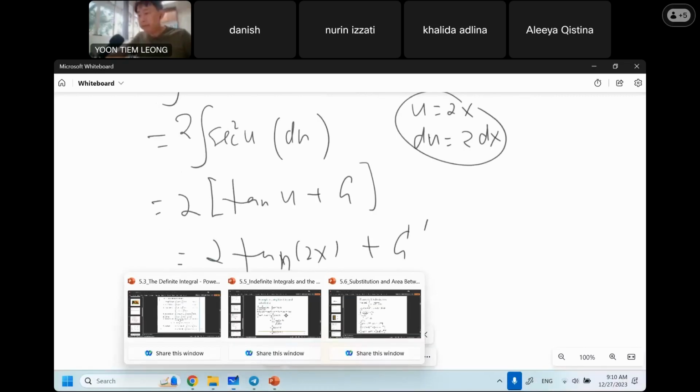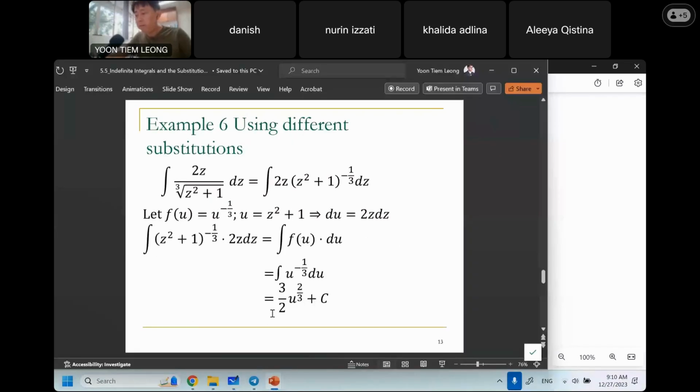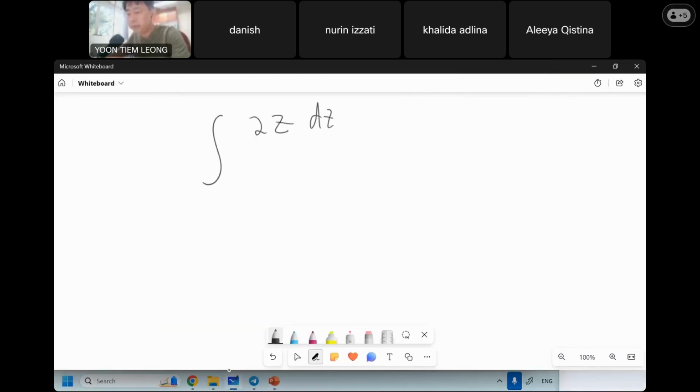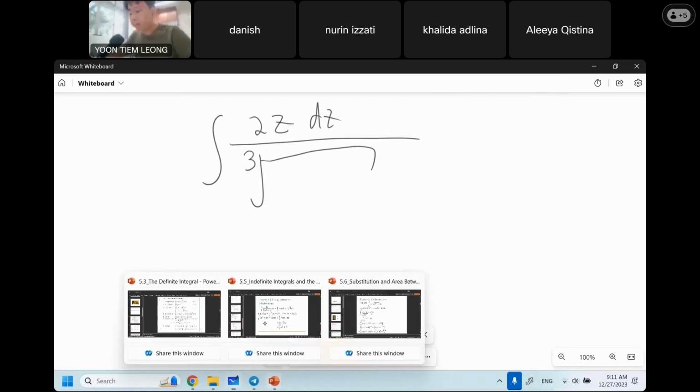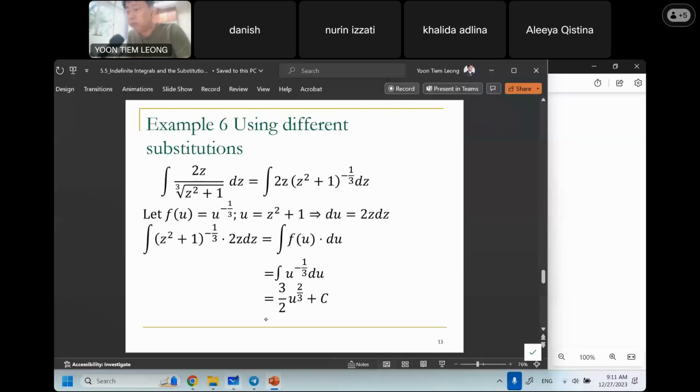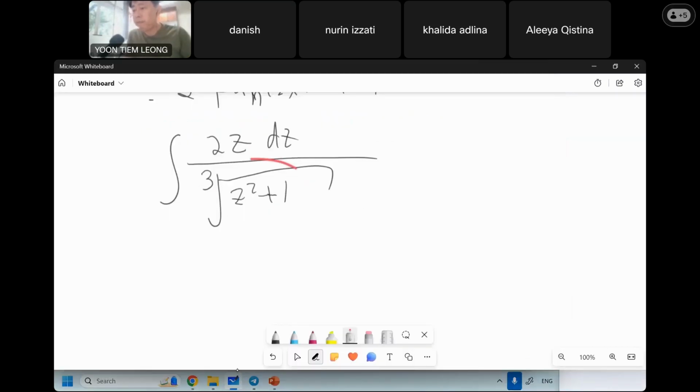Let us look at example 6. It is an integration in the form of 2z over the cube root of z squared plus 1. So this is the integral of 2z dz, divided by the cube root of z squared plus 1. Before I do anything, I would always try to express the cube root in the bottom in the form of some function raised to some index.